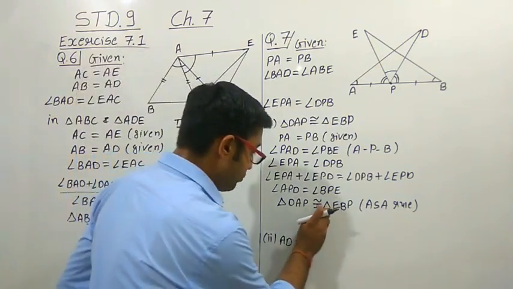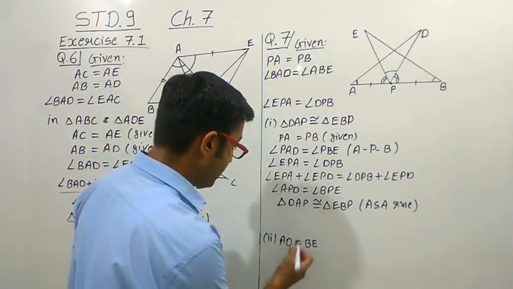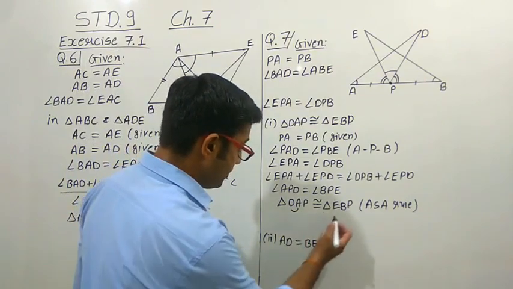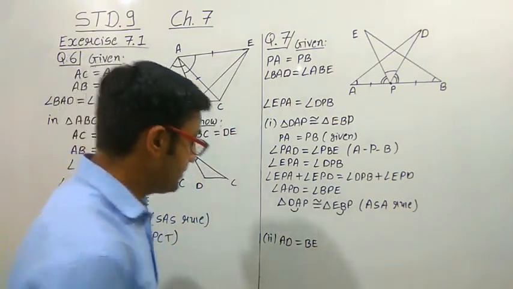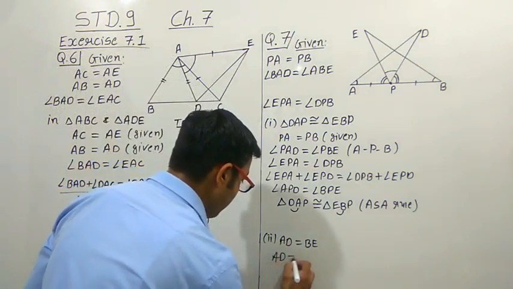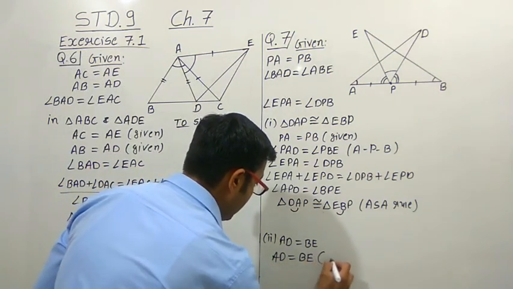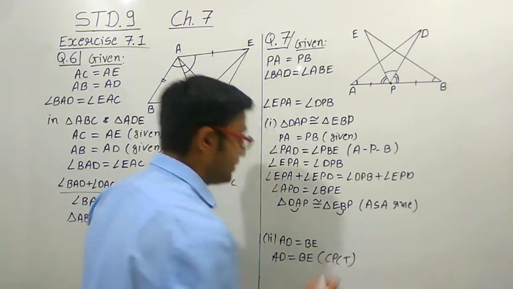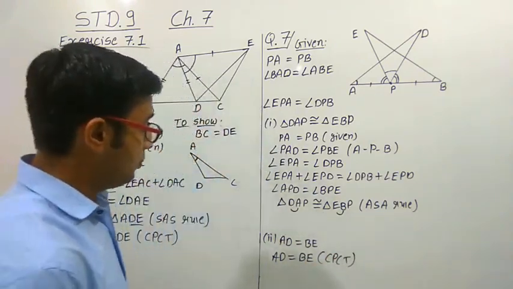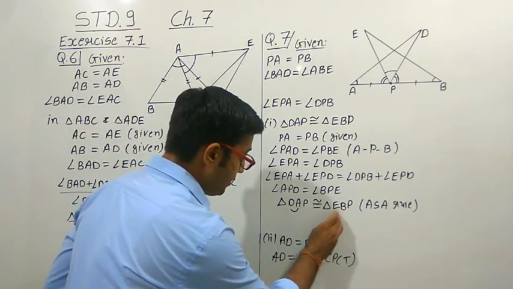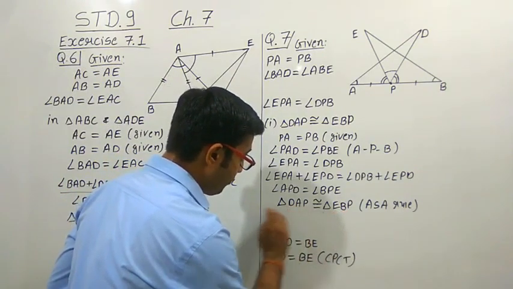The second condition we have to prove is that AD is equal to BE. Now see, these two triangles are congruent. So if we are considering this AD side, this will become equal to the BE side. So we can write that AD is equal to BE. That we have to prove here, according to CPCT, corresponding parts of congruent triangles, right? So these two conditions that we had to prove, we have proved here.